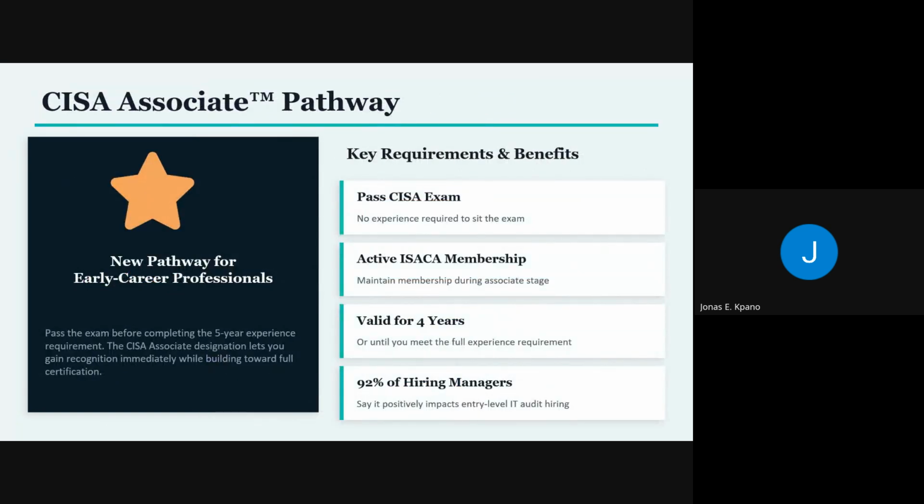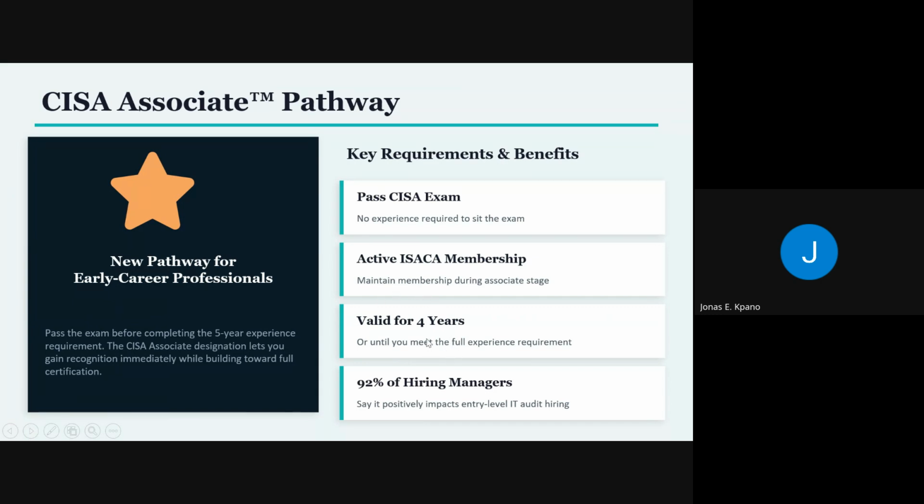What if you don't meet that 5 years experience? Well, ISACA has introduced a new badge, which is the CISA Associate. This was introduced for early career professionals, people just starting out, or students. What's the requirement? Pass the CISA exams. No experience is required to sit the exams. You need to be an active ISACA member, so you need ISACA membership. This CISA Associate is valid for 4 years.